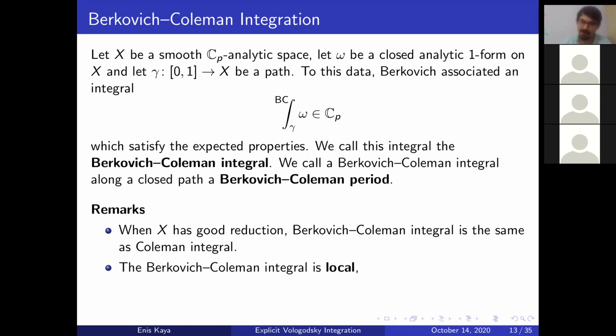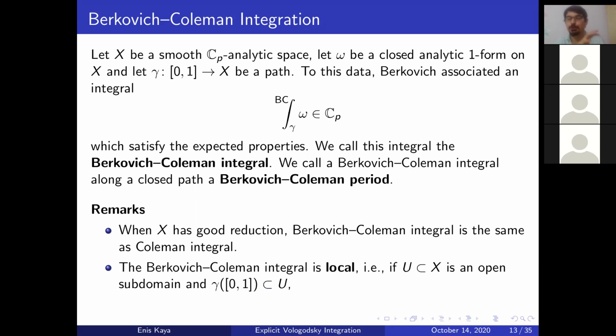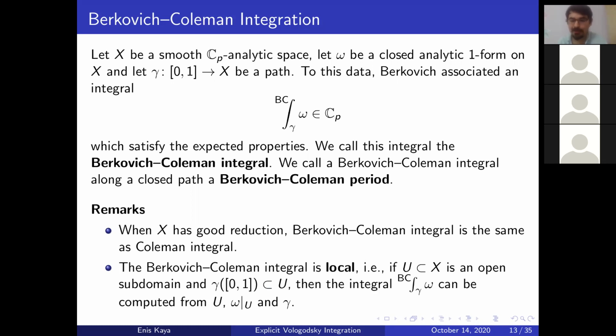What do I mean by that? If we have a space U, and if our path lies in U, then the Berkovich-Coleman integral on X can be computed from U, the smaller space, the restriction of our differential form to U, and gamma. What is the advantage of this? Maybe X is a very complicated space, but U is comparatively simple. When this is the case, it is easy to compute.